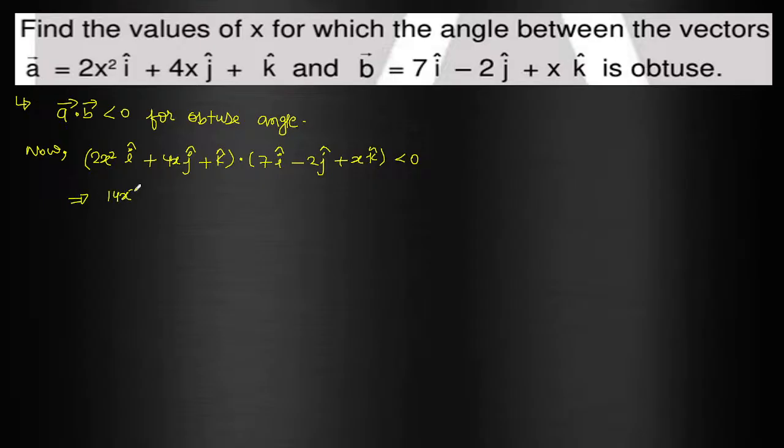This is 14x square minus 8x plus x less than 0. We'll further calculate. We'll take 7x common, 2x minus 1, 14x square minus 7x. Yes. So x will belong to 0 to 1 by 2. X is 0 to 1 by 2. Then it is obtuse.